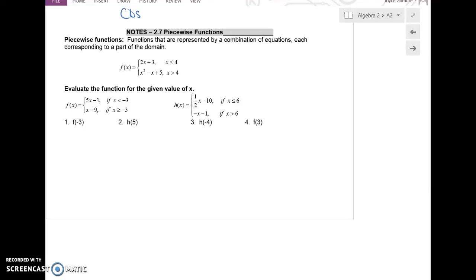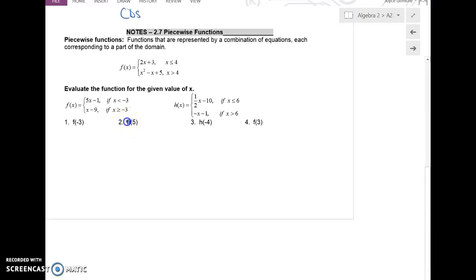Okay, this is a super, as quickly as possible, how to do piecewise functions. Starting with, you have a piecewise function and you need to plug numbers in. So this first function, f of x equals 5x minus 1 and f of x equals x minus 9. You use the first function, 5x minus 1, if your x values are less than negative 3. If your x values are negative 3 or larger, you use the second function, x minus 9.